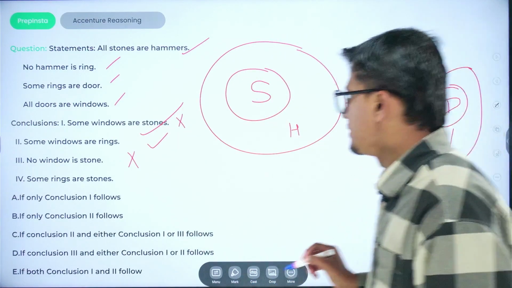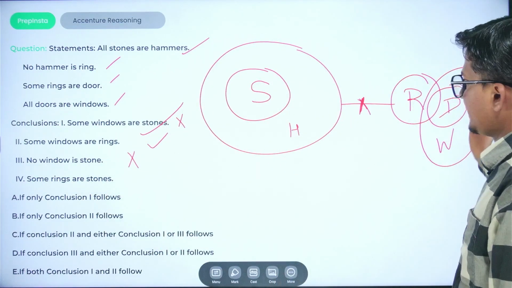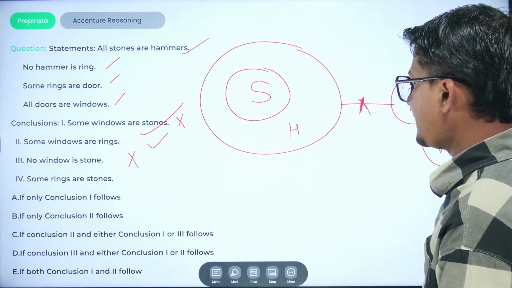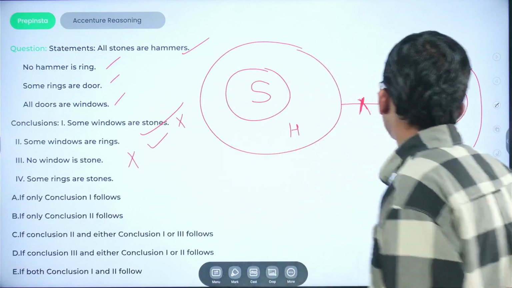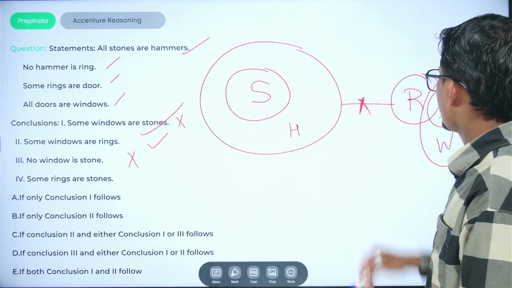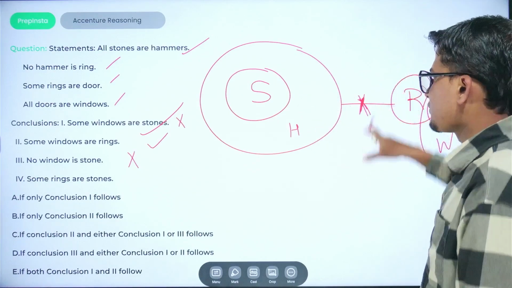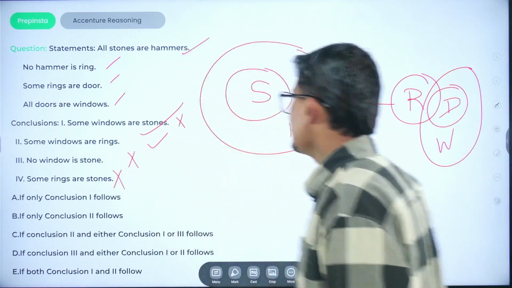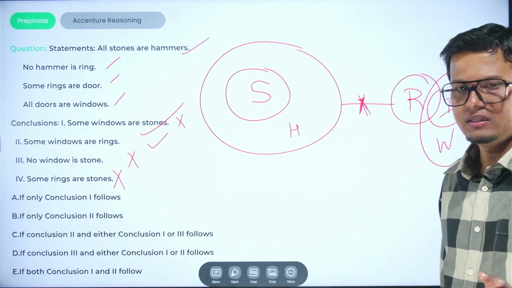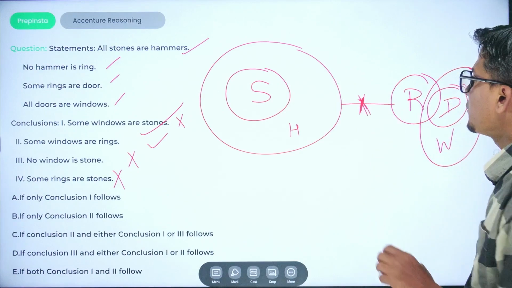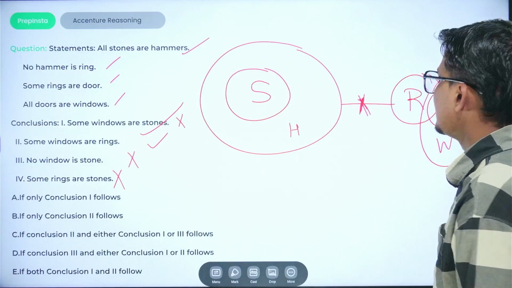Now coming to the fourth, some rings are stones. It is clearly evident here? Okay. Some rings are stones. So stones would be here and rings are here. So we are not sure about it because there is a cut sign here. This could be possible, this could not be possible. So it could be a wrong statement because hammer can never be rings. अगर hammer rings नहीं हो सकता. So on the contrary to it, stone is a subset of hammer, right? So stone can also be not rings.